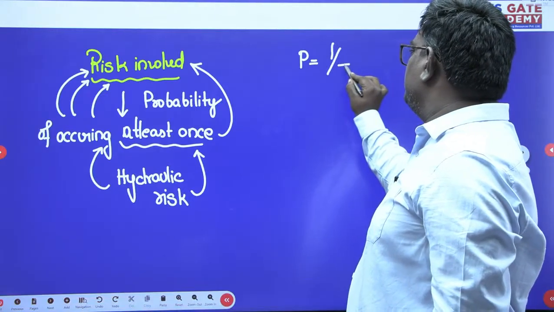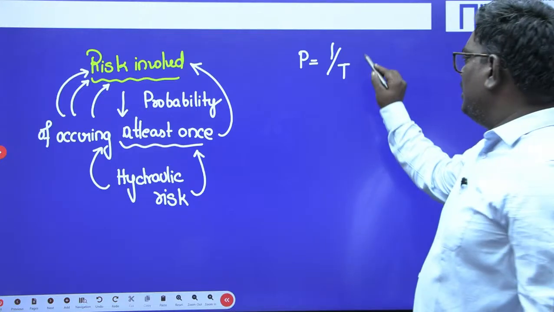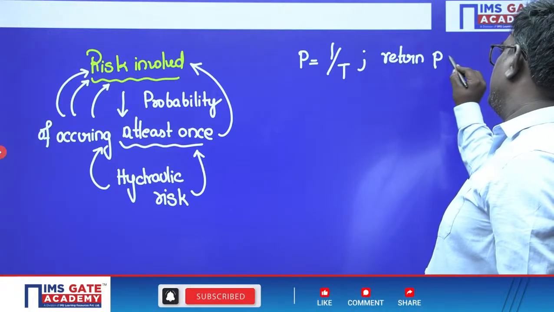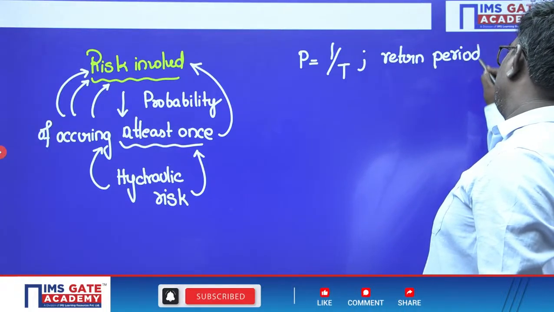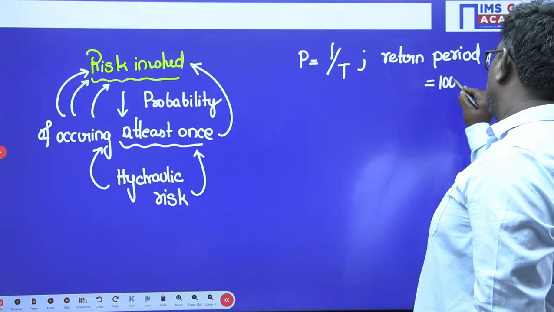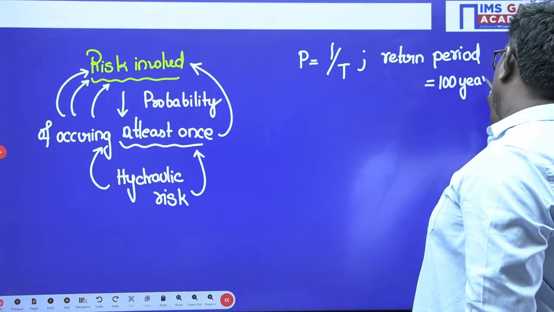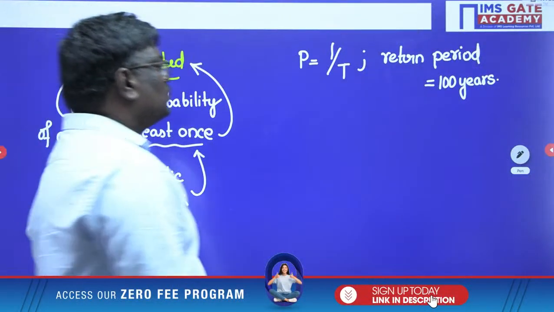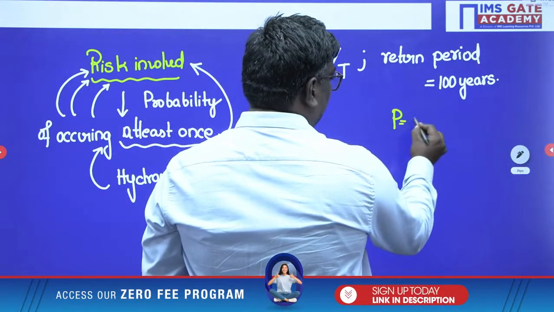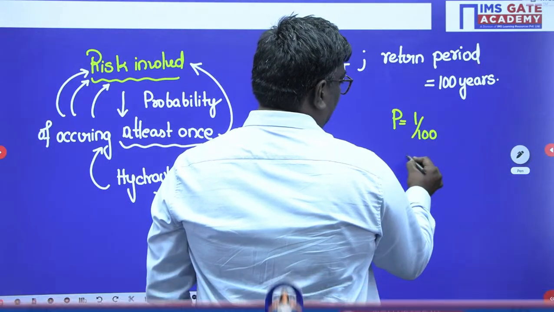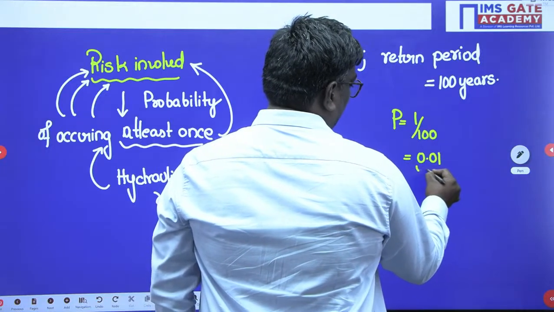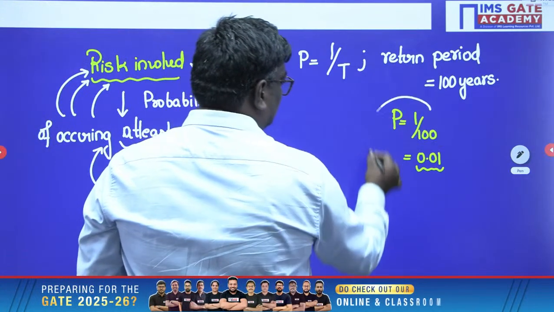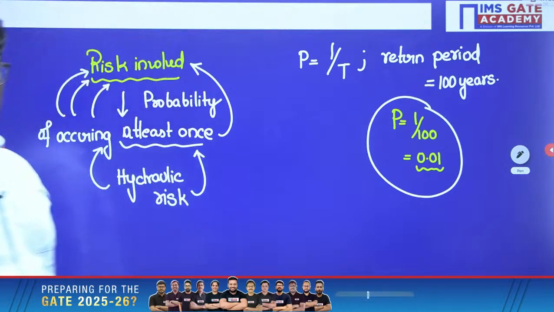1 upon T. Now my dear students, in the problem, they have mentioned the return period is equal to 100 years. Am I correct or wrong? So here the probability P will be equal to 1 by 100, which is equal to 0.01. Yes or no? So the probability is equal to 0.01.